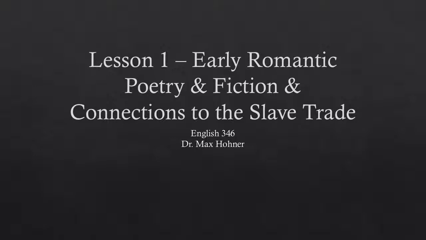This first lesson is going to cover Romantic poetry and fiction. Poetry was the most prominent form of literature during the Romantic period, but fiction was also very important. So we're going to look at some early examples of each of those. We'll also talk about the slave trade, which, as tragic as it was, is important to know about and important cultural background for understanding the Romantic period. It's one of a number of significant historical events that informs our understanding of the Romantic period. So these are the topics we're going to cover in the first lesson.